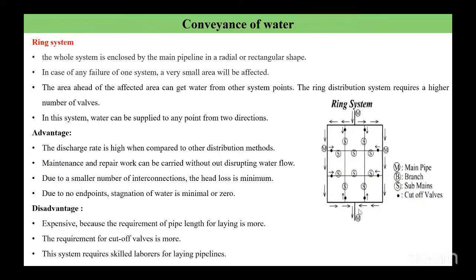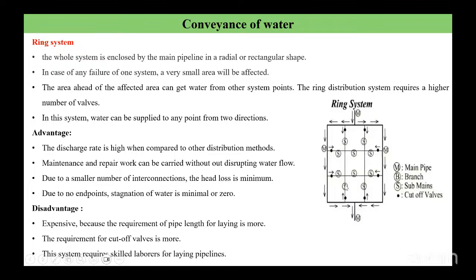So coming to the ring system. In this ring system, the whole system, as we can see, is in a ring form, in a circular mode, in a ring pattern. So it is enclosed by the main pipe. As we see at the four corners, it is enclosed by the main pipeline, and in a radial or rectangular shape, in a circular mode also, it can be laid.